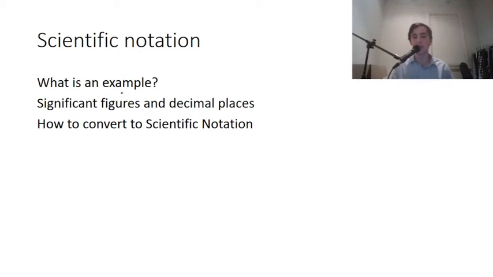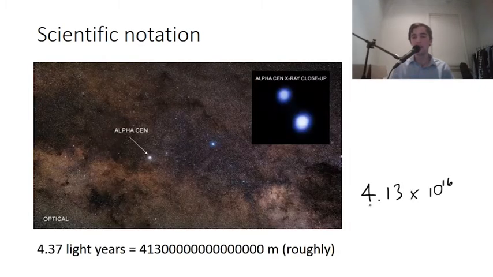So what's an example of scientific notation? This is one example of scientific notation. You've got a unit here. You've got some decimal places following it. You've got the number 10, and you've got an index. So a power of 10 here.